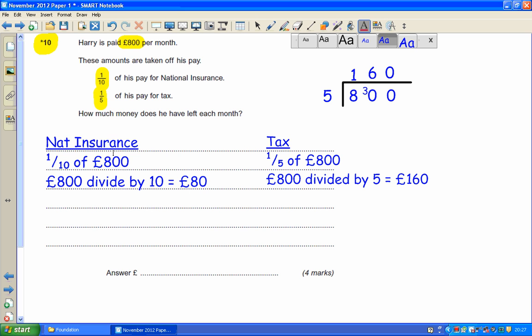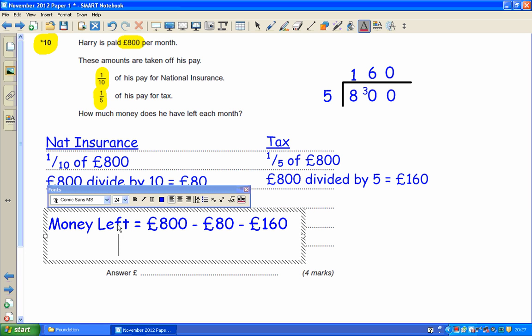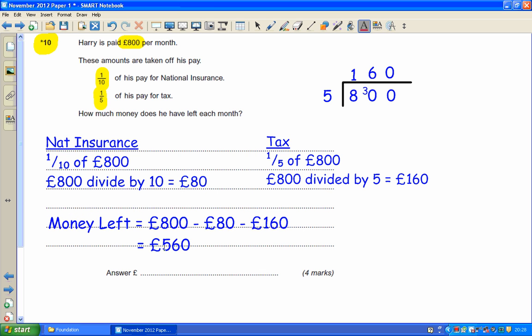So final job, Harry is paid £800. How much does he have left over? So money left will be the £800 he had to begin with, minus £80 for national insurance, minus £160 for the tax. So taking them away, well, 800 minus 80 is 720, 720 minus 160 is 560. So the answer is £560.